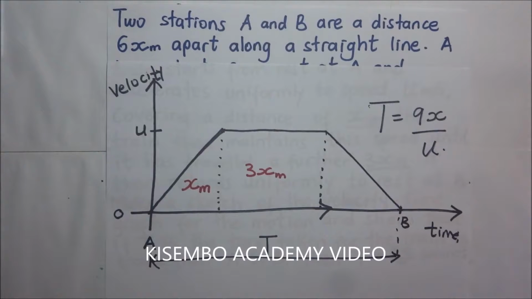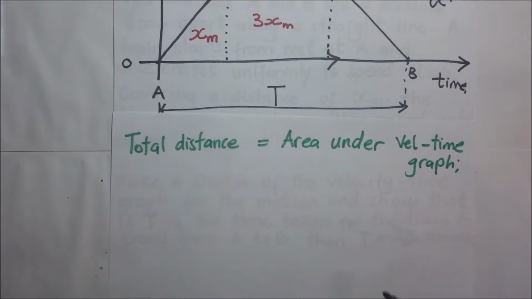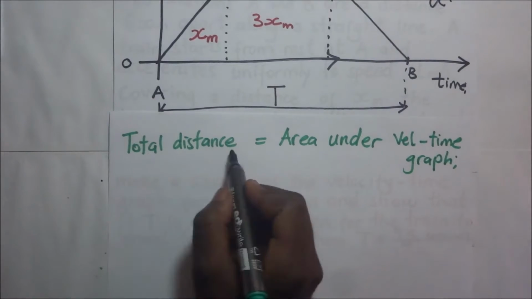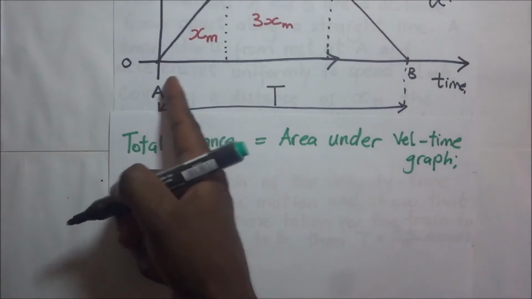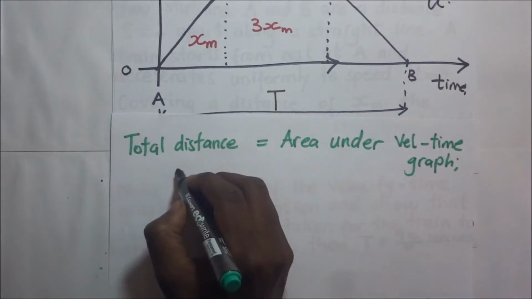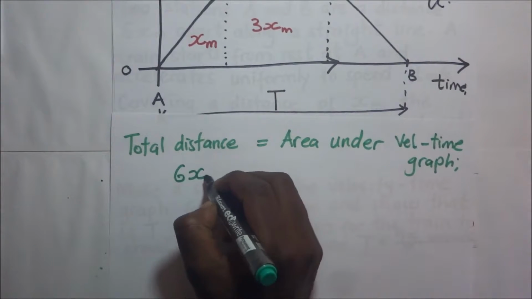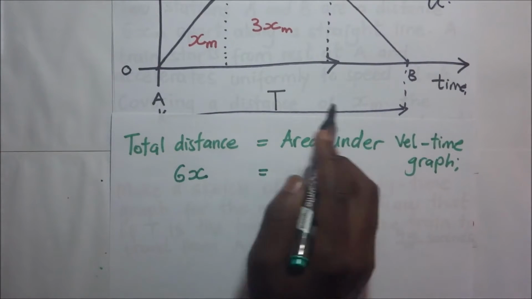So we'll begin by saying the total distance covered is equivalent to the area under the velocity-time graph. In this case, the total distance covered from A to B according to the question is 6x meters. So 6x meters is going to be equal to the area under this.